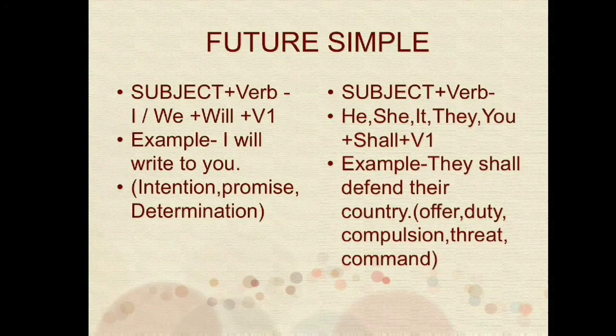In simple future tense, according to Old English grammar rule, with I or we use shall plus first form, and with he, she, it, they or you, we can use will plus first form. But whenever we are talking about any intention, promise or determination, then with I or we can use will with first form. For example, I'll write to you.